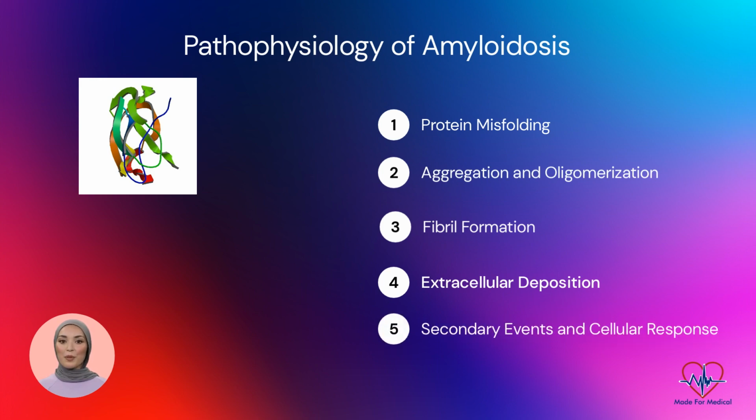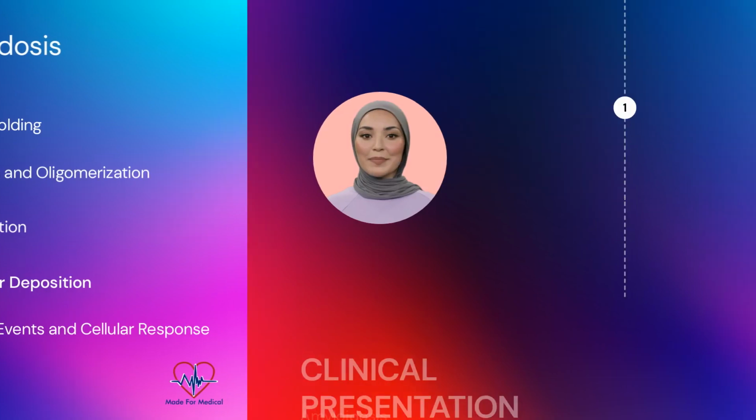The presence of amyloid fibrils triggers a cascade of secondary events and cellular responses. The fibrils can induce inflammation, activate immune cells, and cause oxidative stress, further exacerbating tissue damage. Inflammatory mediators and cytokines released in response to amyloid deposition contribute to the progression of amyloidosis.